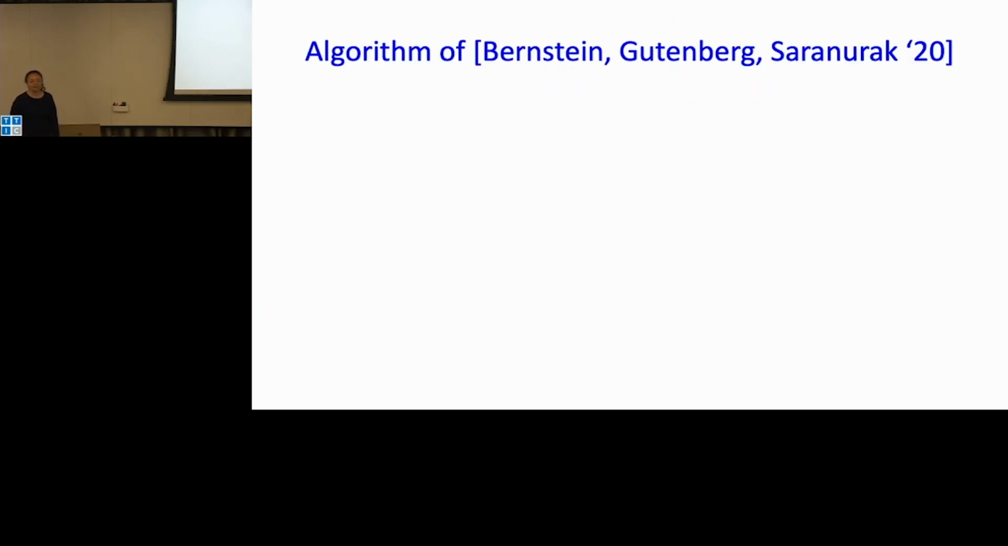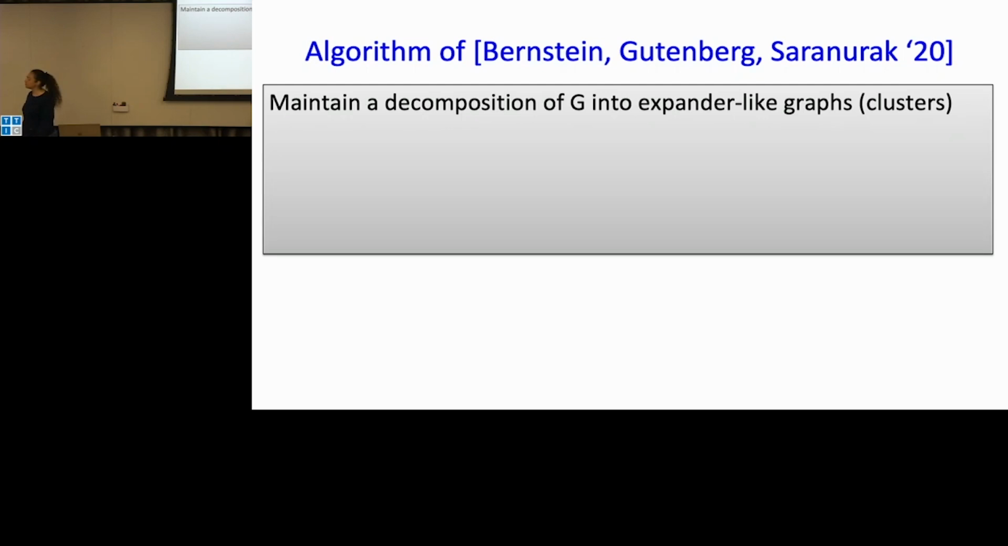So let me tell you a little bit about this previous algorithm of Bernstein, Gutenberg, and Saranurak. The algorithm consists of two main parts. The first part maintains a decomposition of our graph into clusters which are expander-like, so I'm going to call it expander decomposition. And additionally, it supports short path queries inside every cluster. So you give me two vertices inside the cluster, I can return a path connecting them whose length is bounded by the diameter. We'll talk about it in a little bit more detail later.